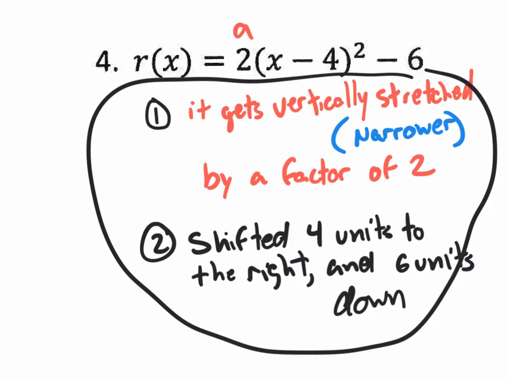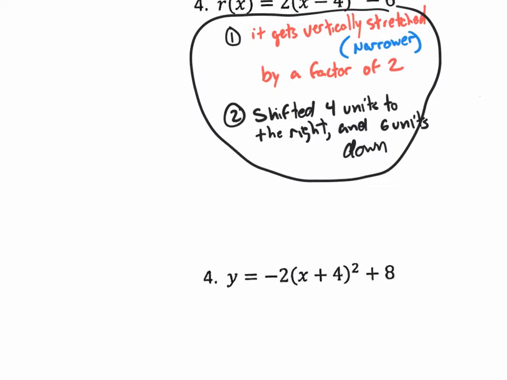So if you really understand this stuff, guys, it's amazing because you're going to be able to look at an equation and visualize that this parabola is at the vertex 4, 6, and it's opening up and it's kind of narrow. Just by understanding transformations, you'll be able to answer multiple choice questions just by looking at the equation. Let's do one more.